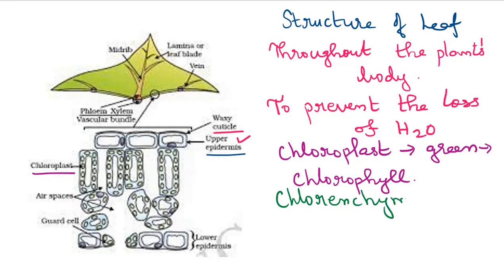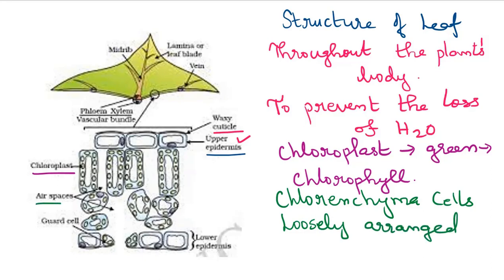chlorenchyma cells. And if you see the picture carefully, the chlorenchyma cells are very loosely packed or arranged. Thus, you are able to see a lot of air spaces between the cells. And the last is going to be the lower epidermis. It performs the same function, and it is also seen throughout the plant's body.